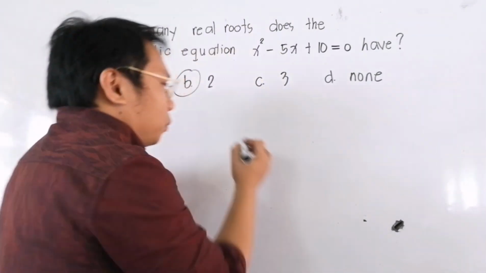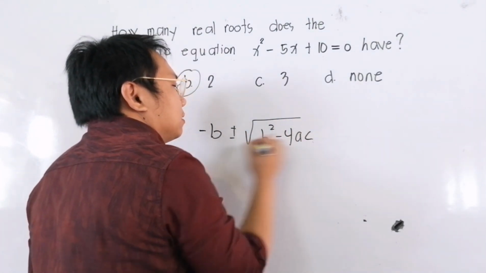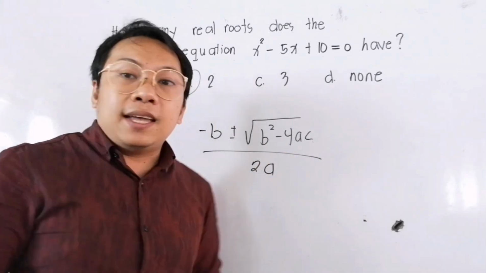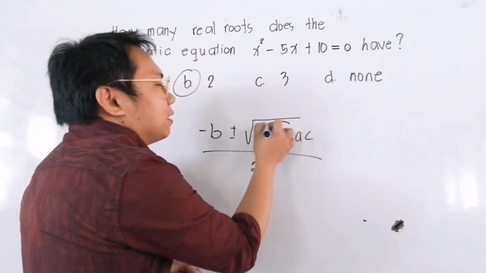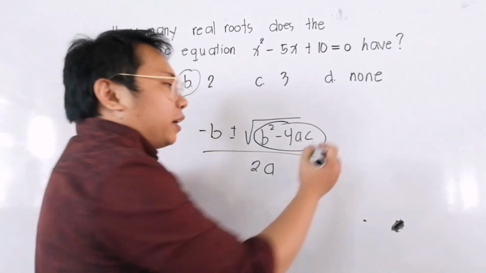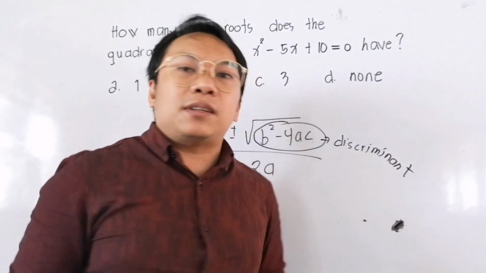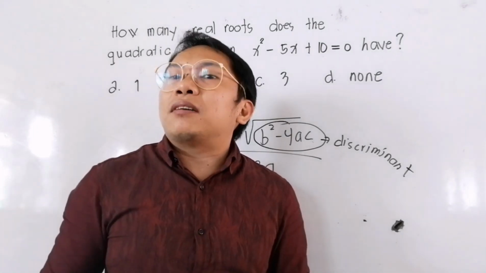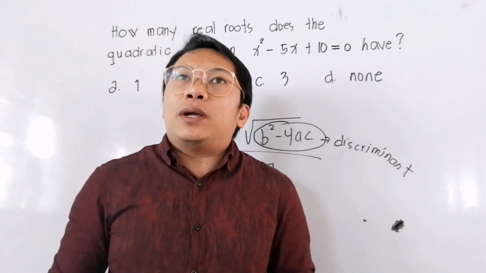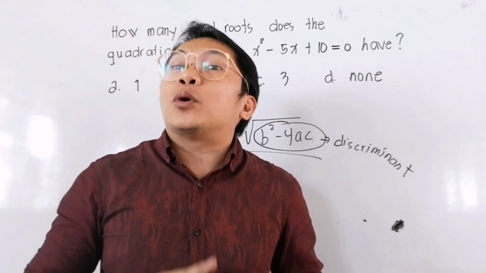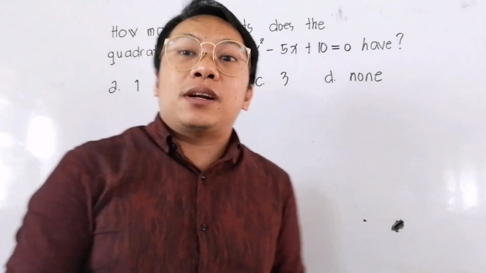Are you familiar with negative b plus minus square root of b squared minus 4ac all over 2a? Yeah, that is Brahmagupta's quadratic formula. So this one here, b squared minus 4ac, is called the discriminant. So what's the purpose of the discriminant? The purpose of the discriminant is for you to identify the nature of your roots, whether they're equal roots, real roots. So, paano malalaman that the given roots are real numbers or imaginary numbers?